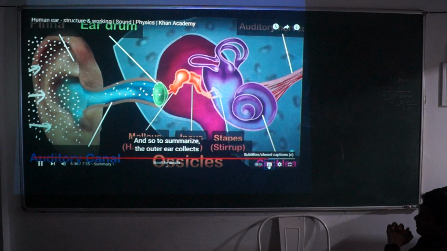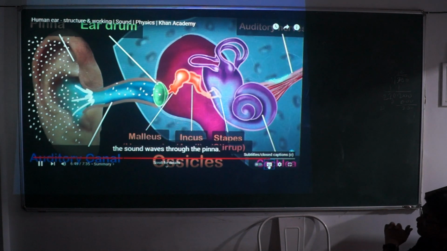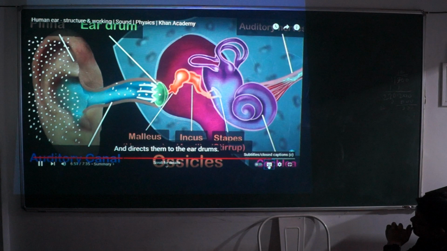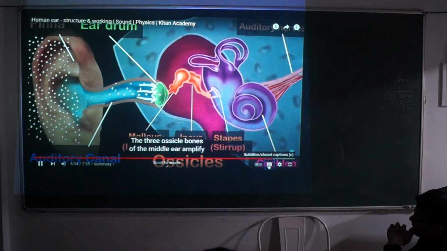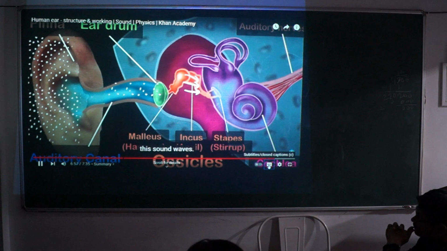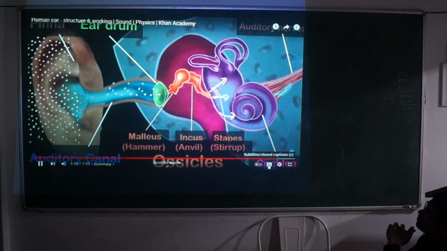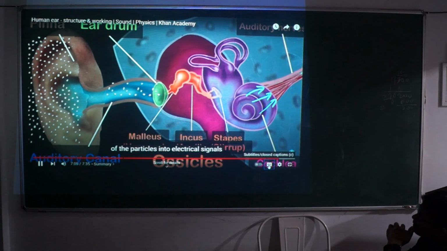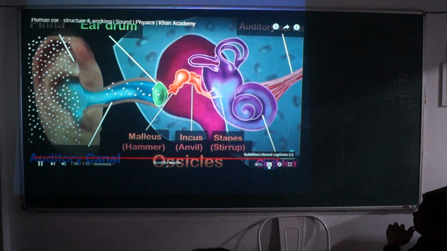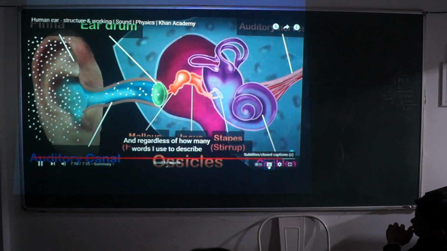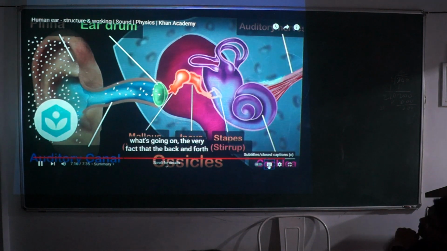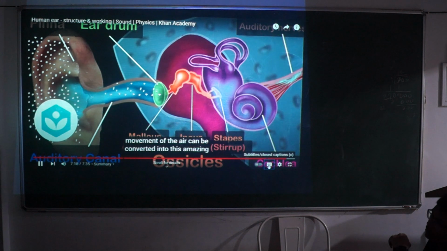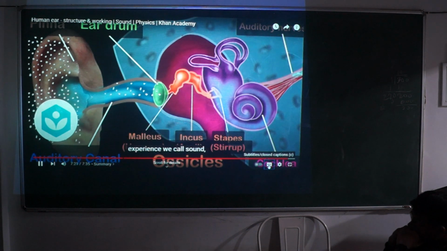And so, to summarize, the outer ear collects the sound waves through the pinna and directs them to the eardrums. The 3 auditory bones of the middle ear amplify these sound waves, transferring them into the cochlea, and the cochlea converts the back and forth vibrations of the particles into electrical signals and sends them to our brain. And regardless of how many words I use to describe what's going on, the very fact that the back and forth movement of the air can be converted into this amazing experience we call sound is truly unfathomable and beyond words.